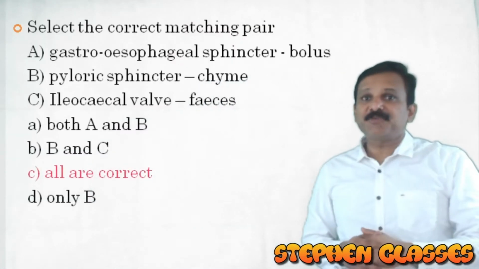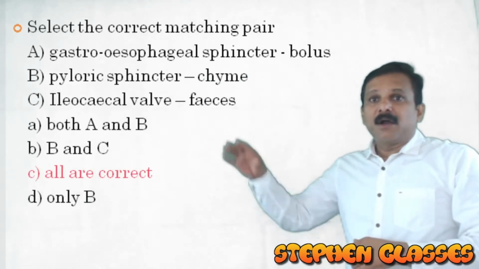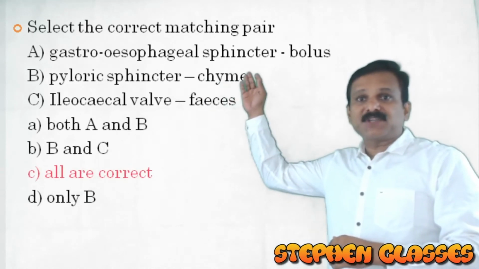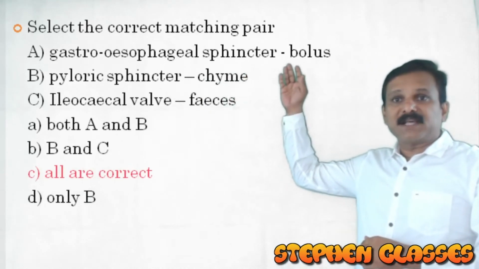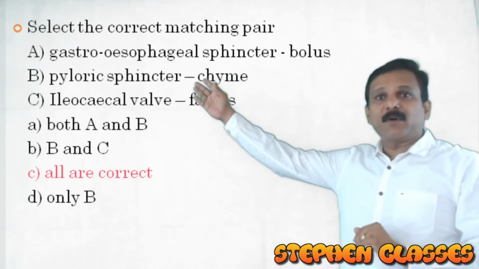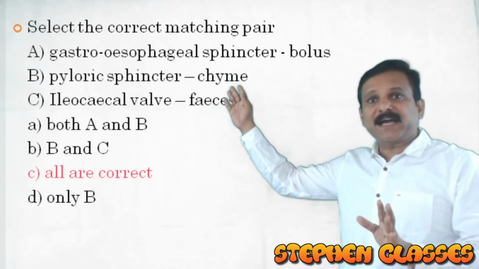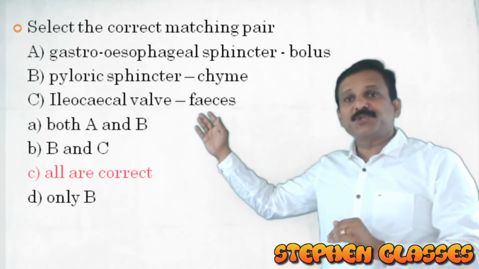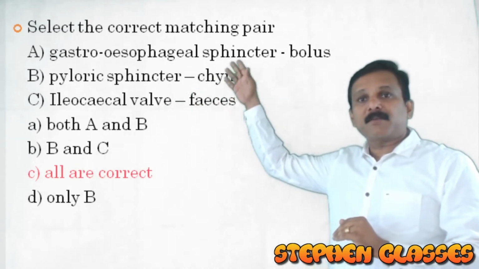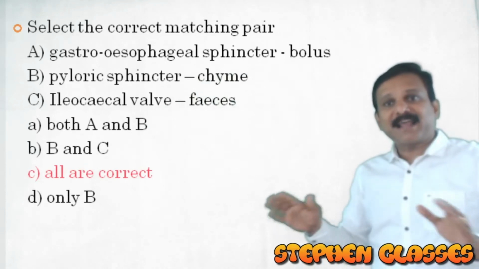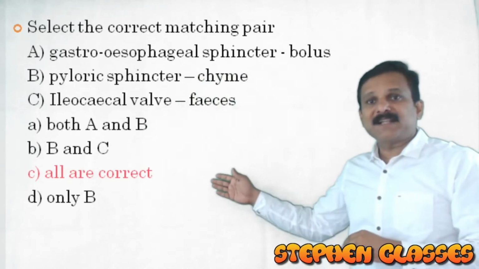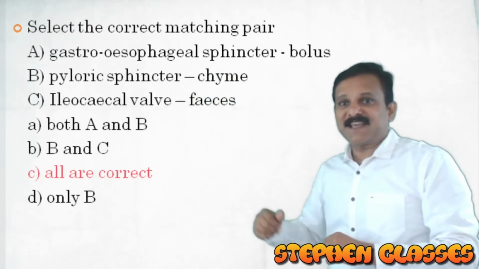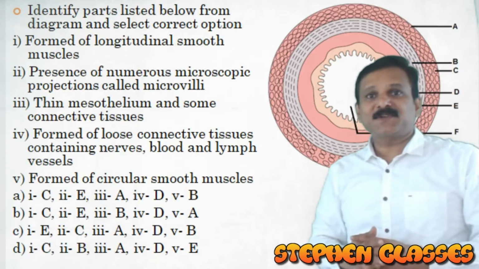Select the correct matching pair. So here, the first match is gastroesophageal sphincter with bolus. That is a correct match. Pyloric sphincter with chyme. That is also correct. And ileocecal valve with fecal matter. That is also true. So here all the matches seem to be correct. They are correctly matched. So our answer will be option C here. We move on to the second question.